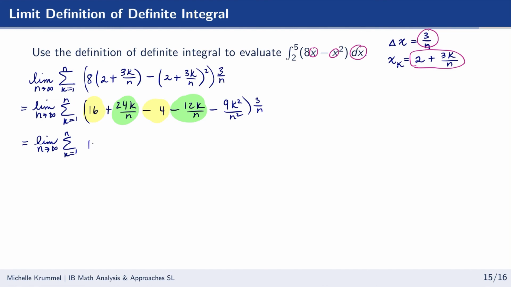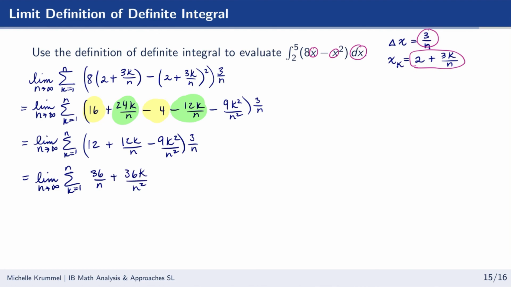16 minus 4 is 12. 24 minus 12 is 12. Minus 9k squared over n squared times 3 over n. 12 times 3, so 36 over n, plus 36k over n squared, minus 27k squared over n cubed.